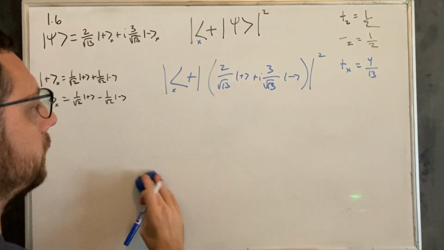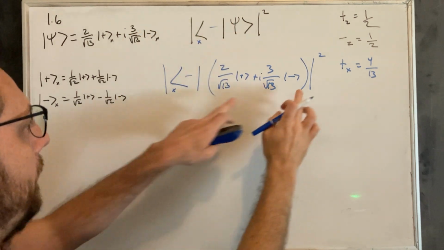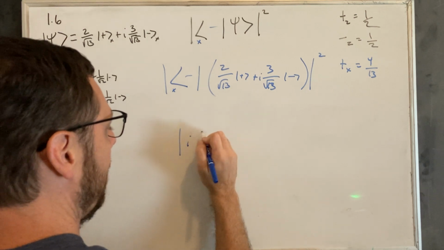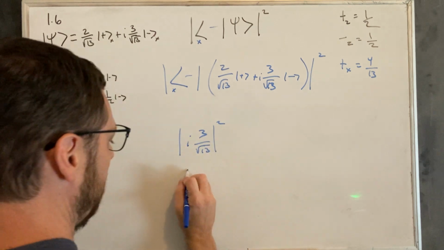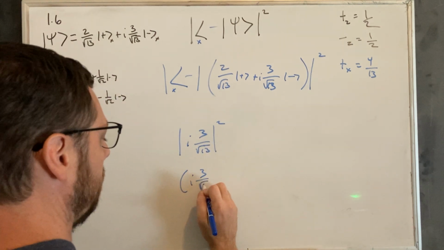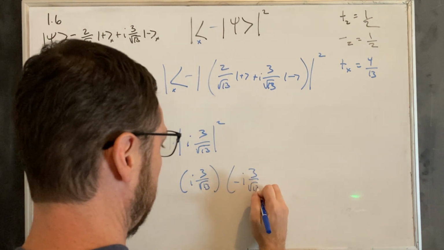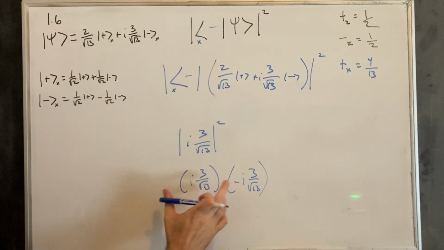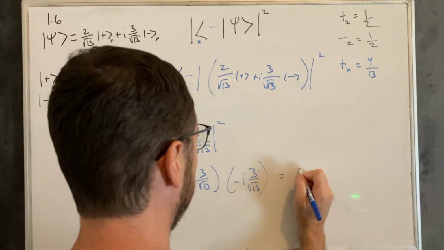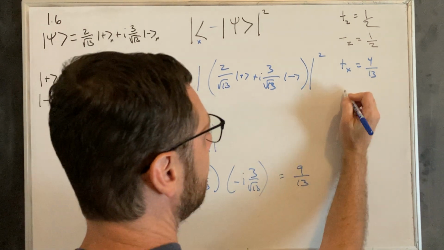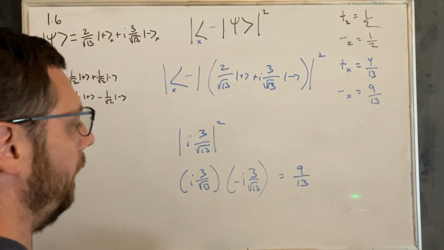And then we do our minus here, minus in x, minus in x. We keep our minus now, and we have i 3 over root 13 squared. So we have i 3 over root 13 times negative i 3 over root 13. So we have i times negative i, which is negative i squared, so that's just going to be 1. And then we'll have 9 over 13. So minus in the x is going to be 9/13. All right, and then that's all of them.